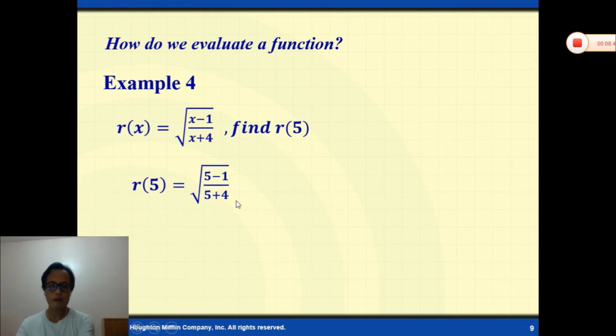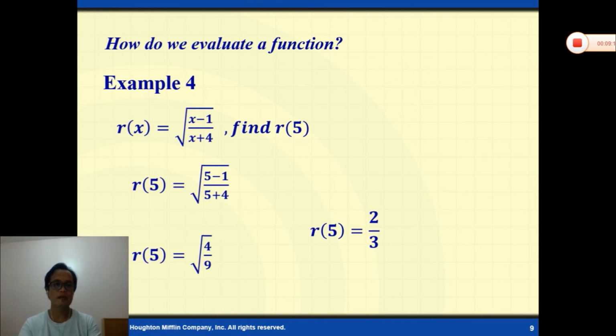And we simplify, 5 minus 1 is 4 and 5 plus 4 is 9. Since both 4 and 9 are perfect squares, the square root of 4 is 2 and the square root of 9 is 3. So our range is 2 over 3. But for this specific function, if the domain is 5, the range should be 2 over 3.